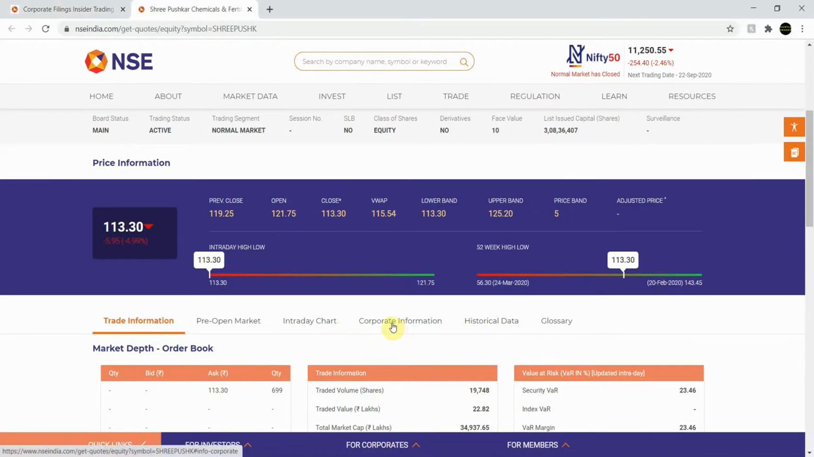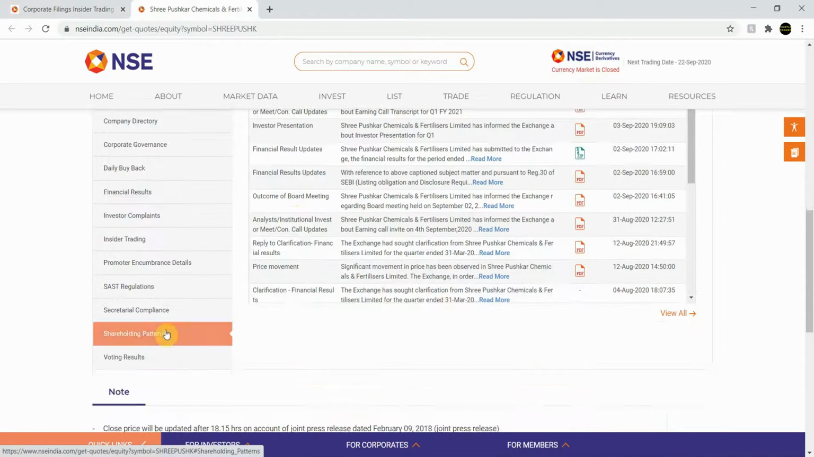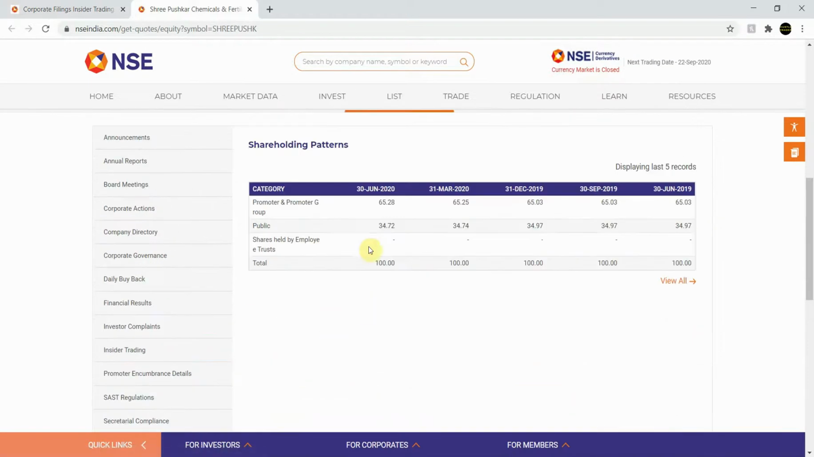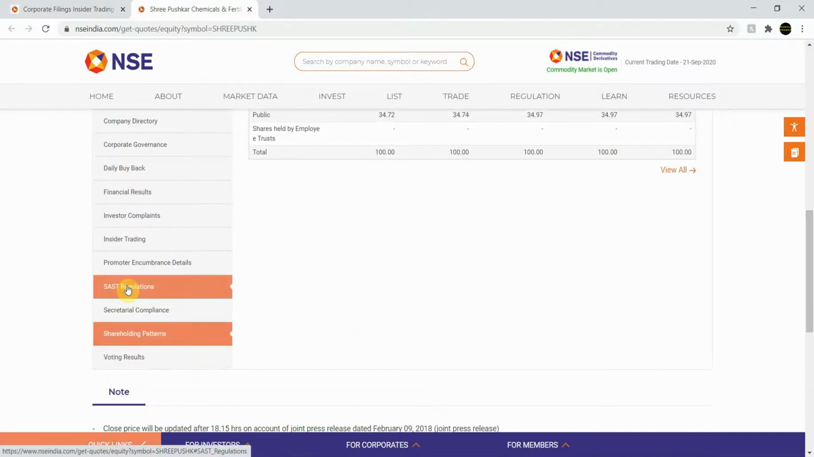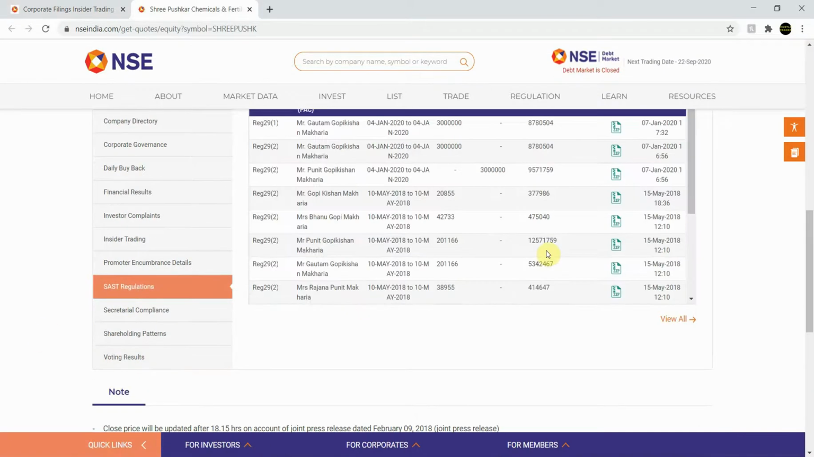Okay. Next what we have to do is I'll go to the corporate informations tab. Next, I will check the shareholding pattern. As you can see, the shareholding pattern is greater than 50%. So it passes this criteria. Next is SAST regulation. As you can see, our 6 months would be somewhere around 19 or 20th of March. So as you can see, the selling has been reported on 7 January 2020. After that, there has been no selling reported. So this passes the criteria as there has been no selling reported in the last 6 months.